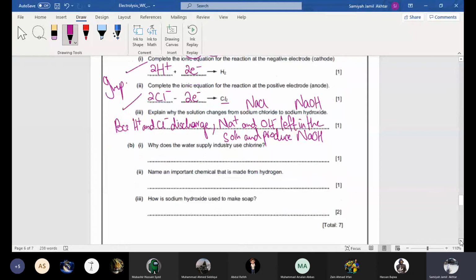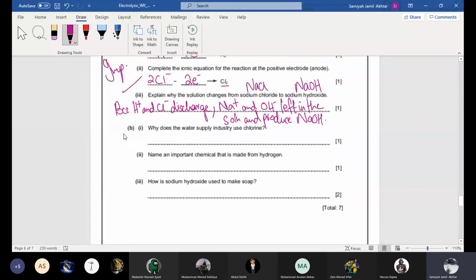Now the next three questions are related and not related also. Actually, these are the uses. The three things which are formed are chlorine, hydrogen, and sodium hydroxide. You should know one use and a test of them also. There's use, and use plus test. So why does the water supply industry use chlorine?